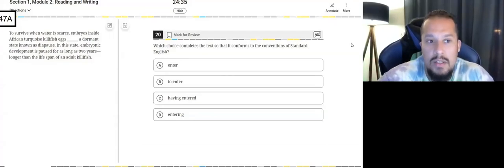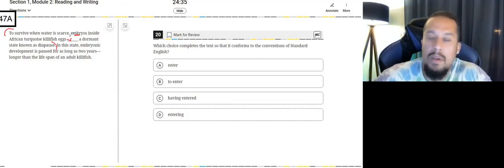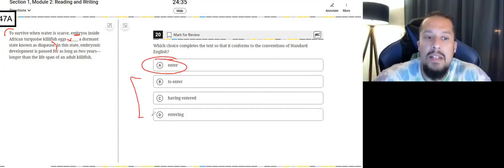We read the full sentence here in question number 20. What's the subject? Embryos. What did the embryos do? Well, we need a verb, right? If I read the full sentence, it does not show me a verb, right? We need a verb. That's what's missing. Answer A. B, C, D are not verbs.